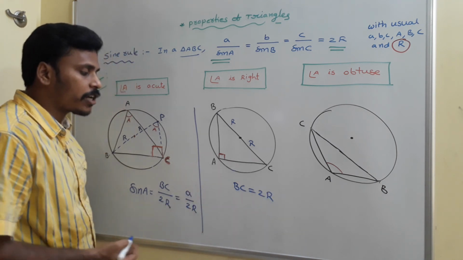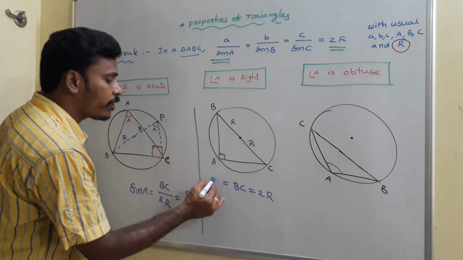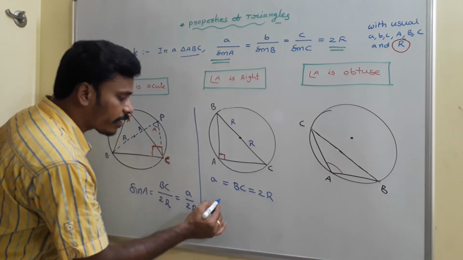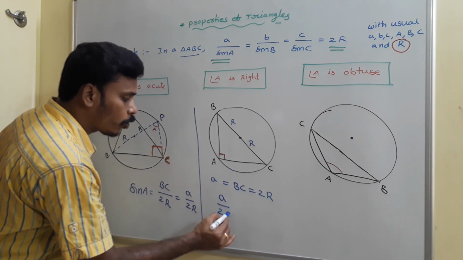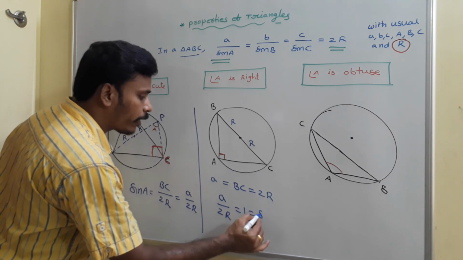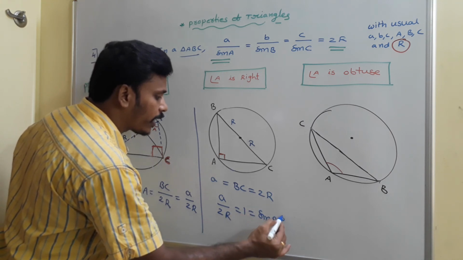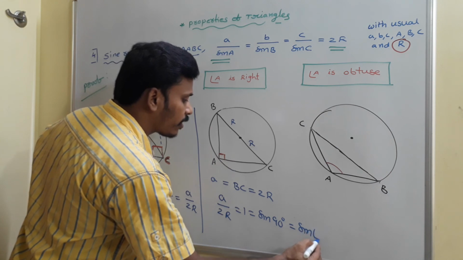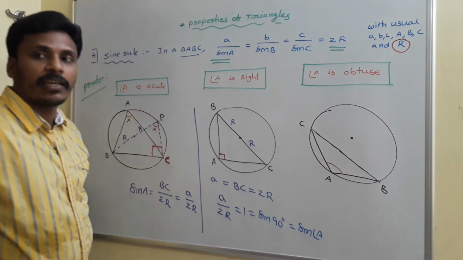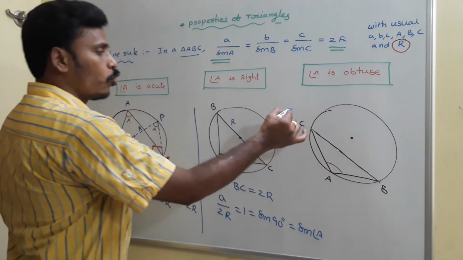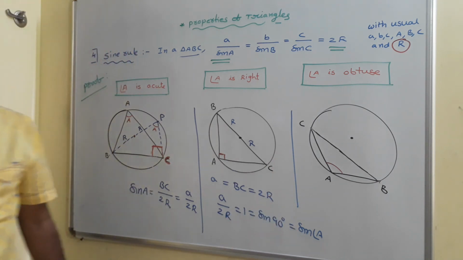And what is BC actually? That BC itself is a, is it right? Since that is right, a by 2R is equal to 1, and that 1 is equal to sine 90 degrees, and that 90 is nothing but angle A. So again sine A is equal to a by 2R, and that's the situation in the second case.